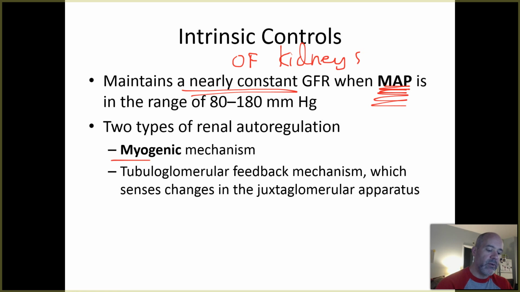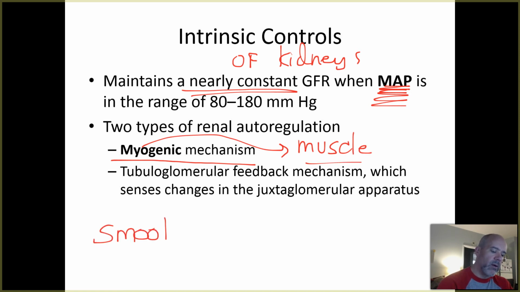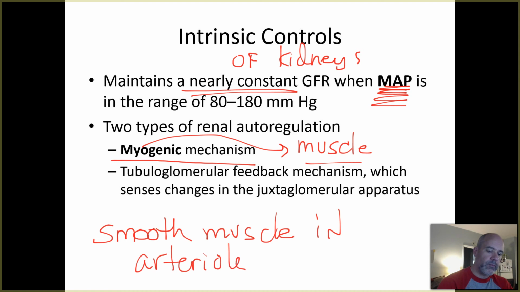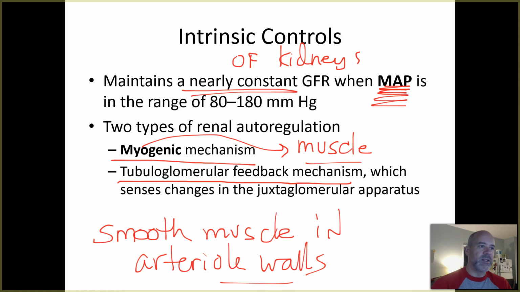One is called the myogenic mechanism, and that word myo refers to muscle. And so really what we're referring to here is the smooth muscle in the walls of arterioles. And then there's a second mechanism that we'll talk about, and that's called the tubuloglomerular feedback mechanism, which is kind of a mouthful to say, but it involves this juxtaglomerular apparatus.